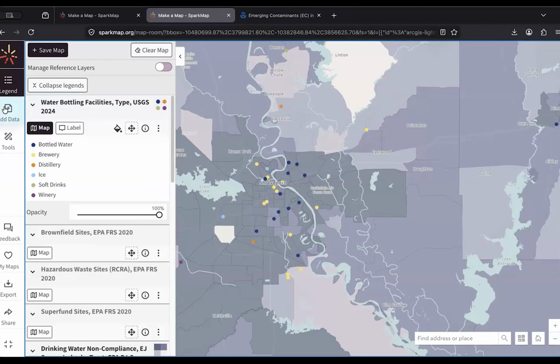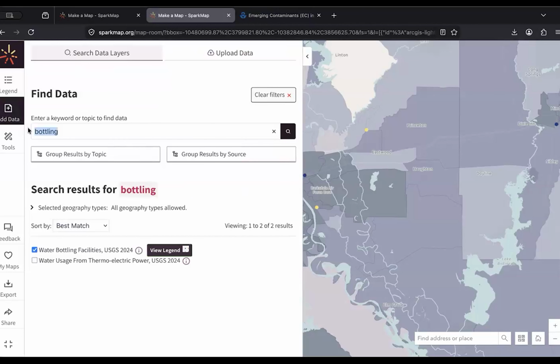And then we have some of those more base layers that I did want to point out because those are important too to really understanding the larger ecosystem around water.